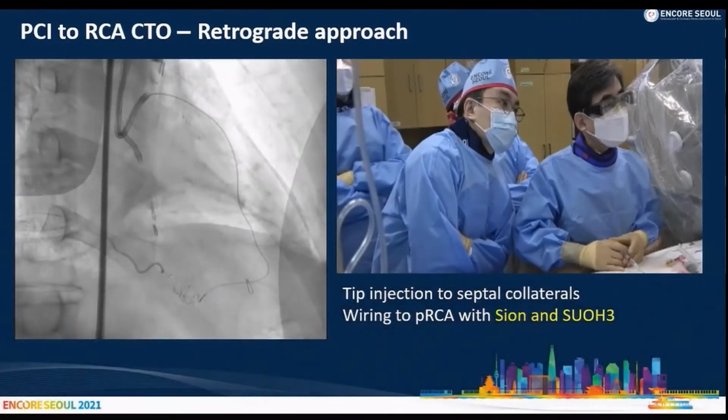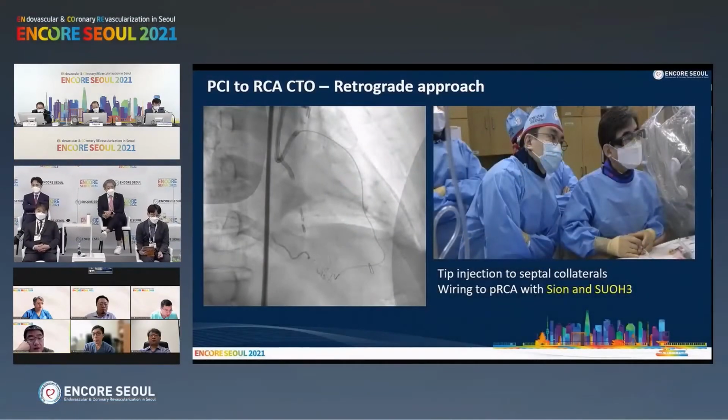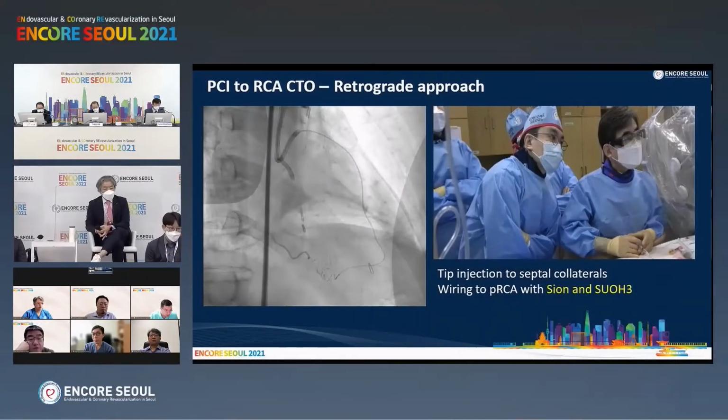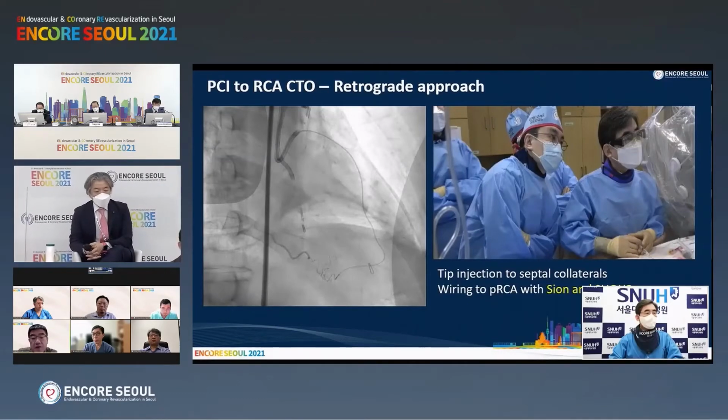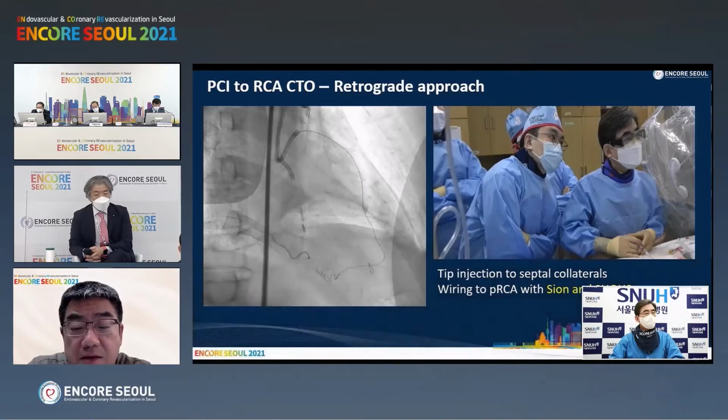I think the takeoff of that channel is very difficult, very hostile. So Professor Kim demonstrated a very nice technique using a Sasuke. I think a Sion is a good first choice. But my second choice of wire would be a Sion Black instead of Fielder FC, because with the FC, the tip is very easily damaged and deformed. But finally, I think SOL 03 is dedicated for this purpose.